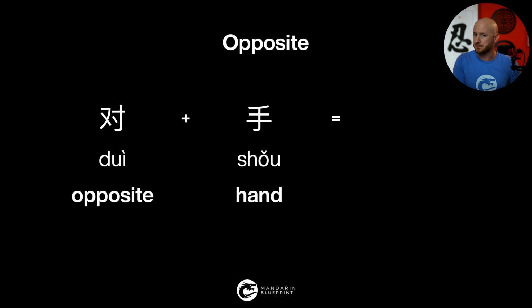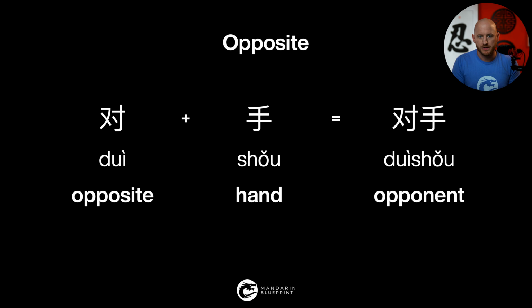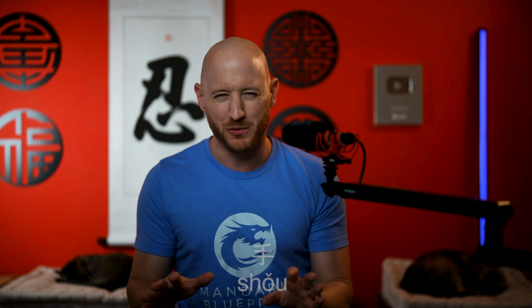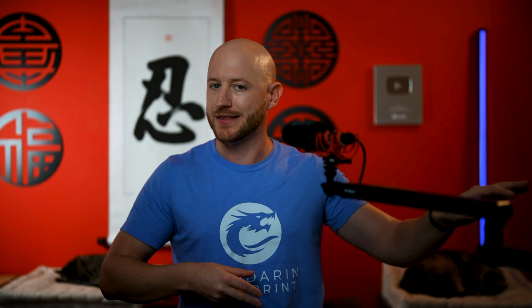And if you're the opposite person, well, you're my opponent. 我的对手, my opponent, right? So let's check out this sentence. 想要赢就要先了解我们的对手. To win, we need first to understand our opponent, right? And I just kind of love how you can use 手 in that way. There's so many words that are like that. So look out for that as you continue to look around the language. 手 doesn't always literally mean someone's hand. It's sometimes the person who has their hand in that thing.